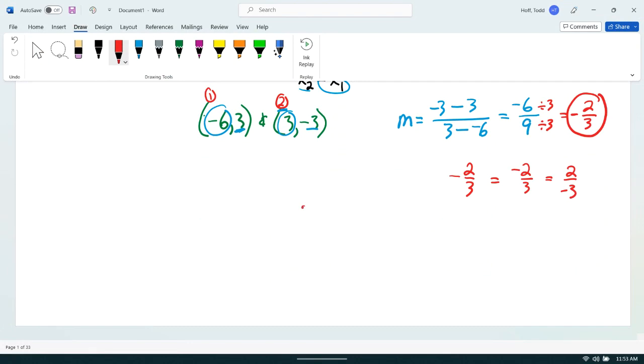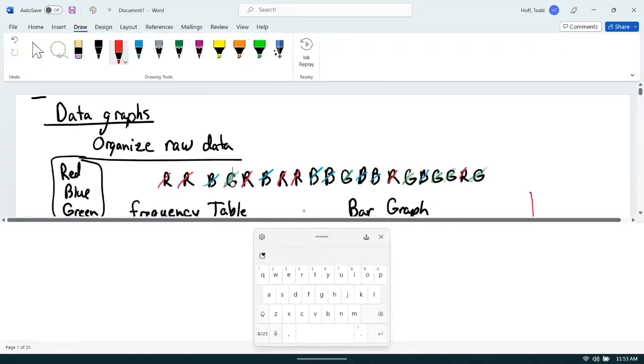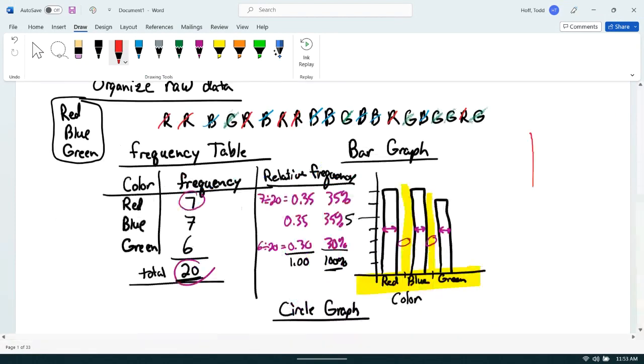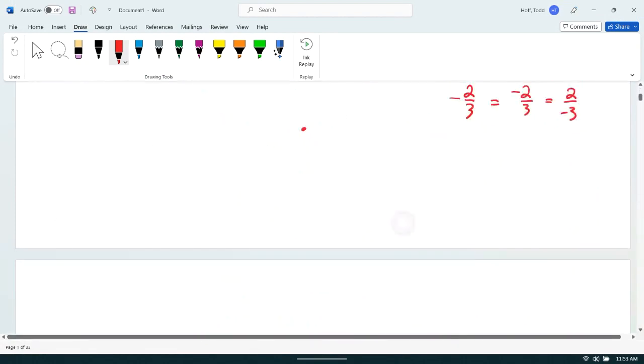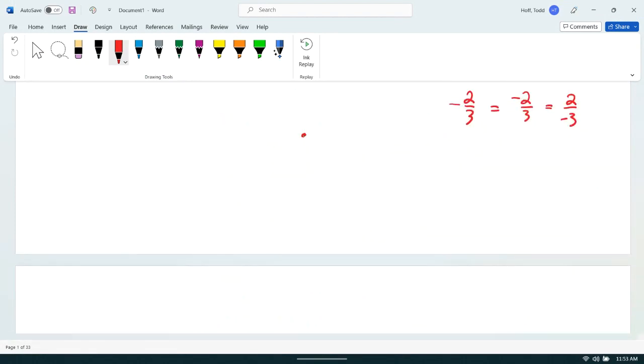So if we were graphing that line, a negative 2/3 slope. Apologize for the technical issues here today. A negative 2/3 slope could either be down 2 and over a positive 3, or it could be up 2 and back a negative 3. And you'll notice either way, that ends up being the same line. It just depends on what direction we go from our starting point.